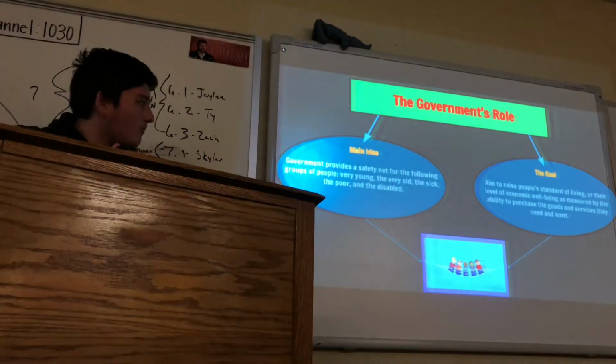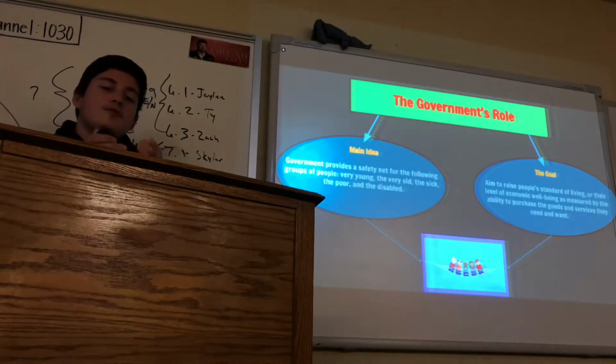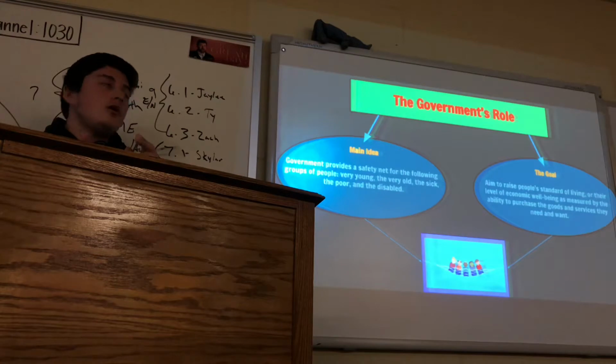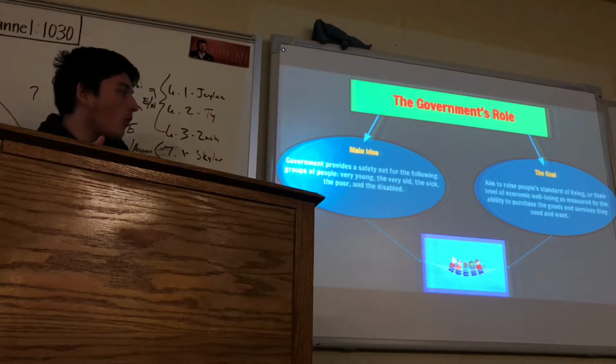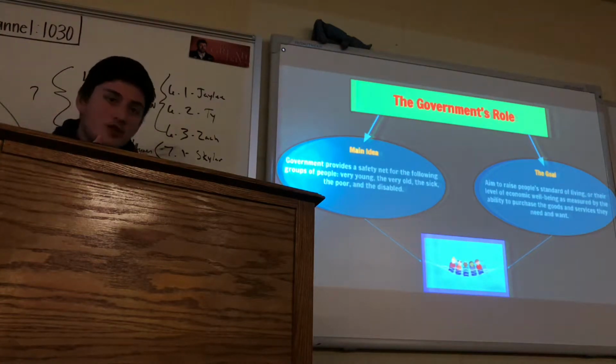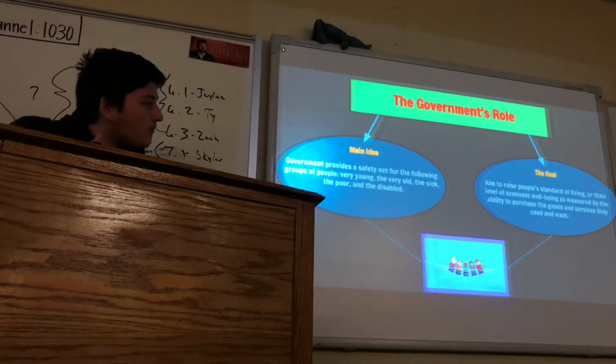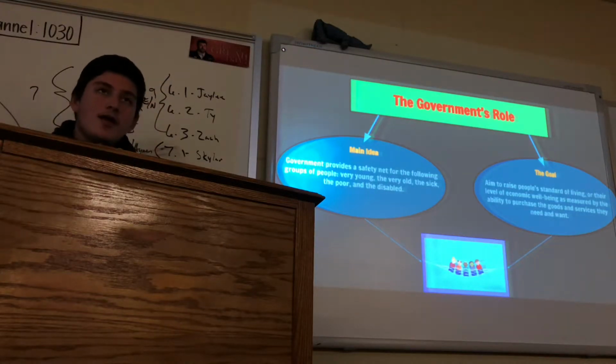The government's role, the main idea, is that the safety net provides for the very young, the old, the sick, the poor, and the disabled. The goals aim to raise the standard of living and make sure that people aren't living off of welfare checks all the time.